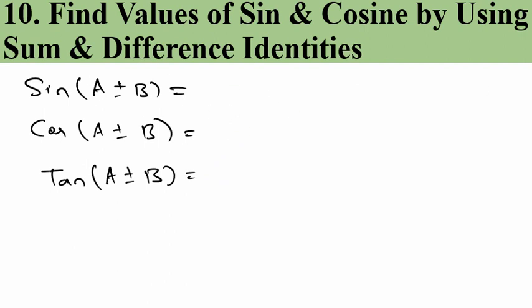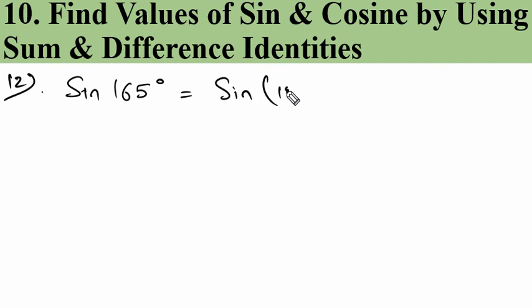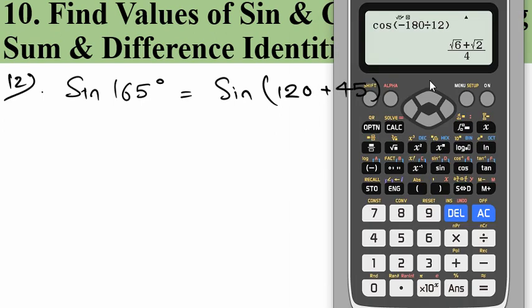Okay, so let me begin question number 1 that we have. First question is sine 165 degrees. So if I have to break it down into two angles, how will I break it down? I will break it down as sine 120 plus 45, right? That is how you will break it down. But before I explain this, let me show you a quick method for how you can do it using the calculator.